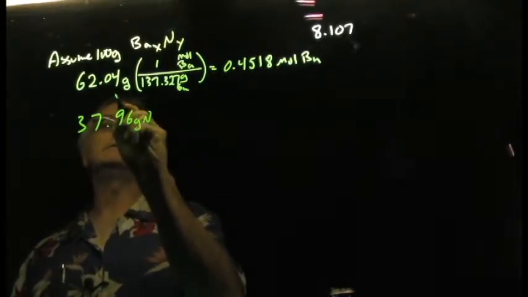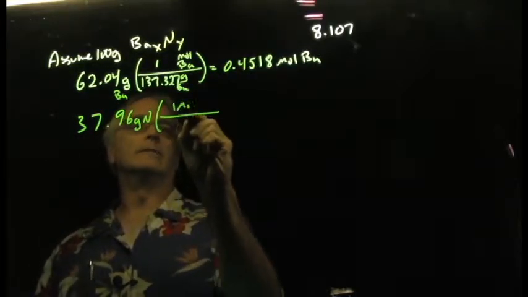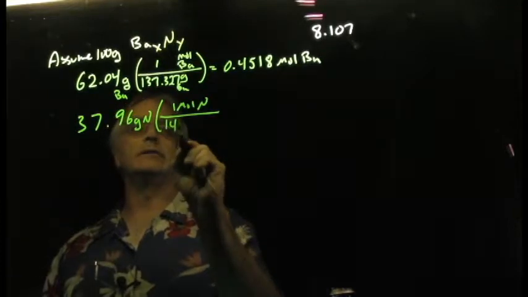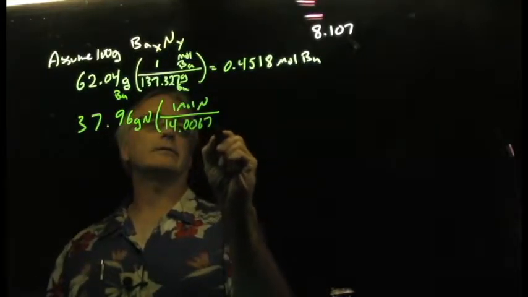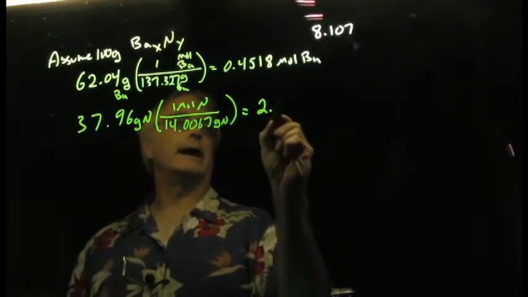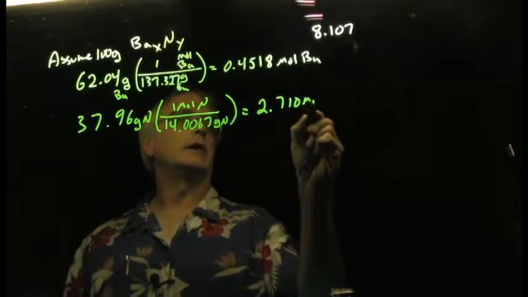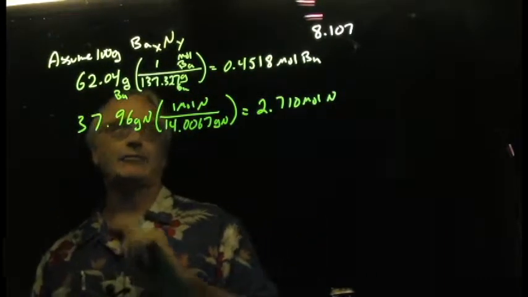And I repeat that calculation using the percentage of nitrogen, we're told. Grams nitrogen, ooh, I should say barium up there. Grams nitrogen. 1 mole of nitrogen, of course, is, using all the digits on the periodic table, 14.0067 grams of nitrogen. Punch that out of my calculator, and I got 2.710 moles of nitrogen. So we have our tentative first draft of the formula.